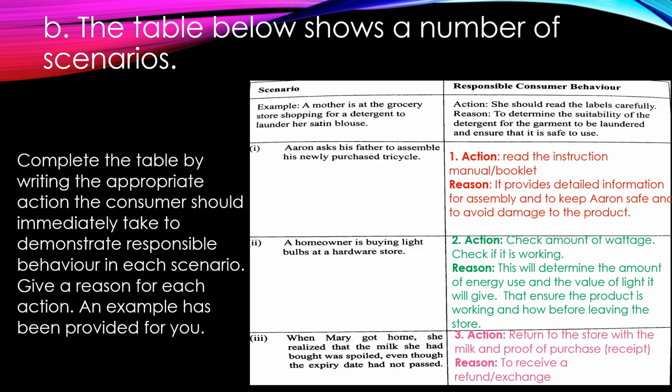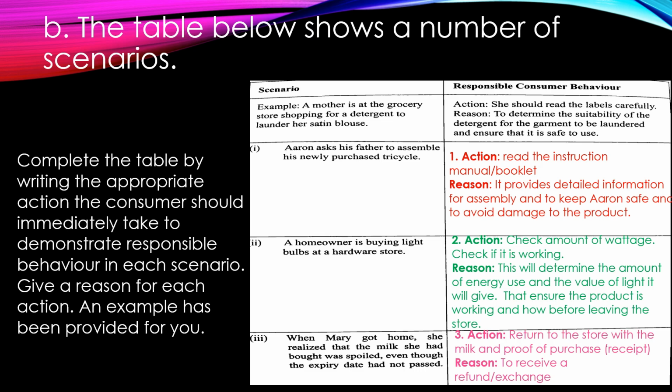Number 1. Aaron asked his father to assemble his newly purchased tricycle. Action. Read the instruction manual or booklet. So the question asks for you to outline the action and the reason for the action. The reason for this action that has been outlined is that it provides detailed information for assembly and to keep Aaron safe as well as to avoid damage to the tricycle.